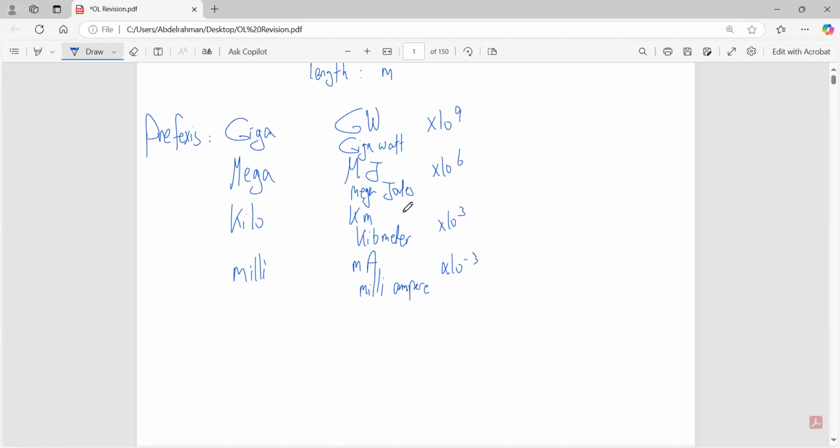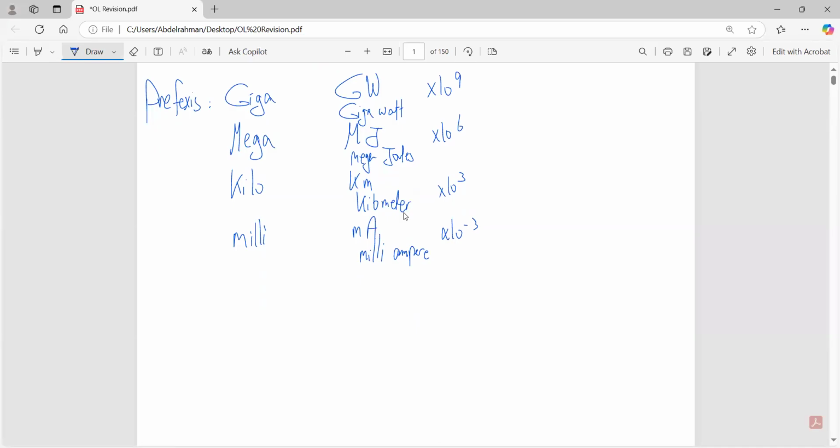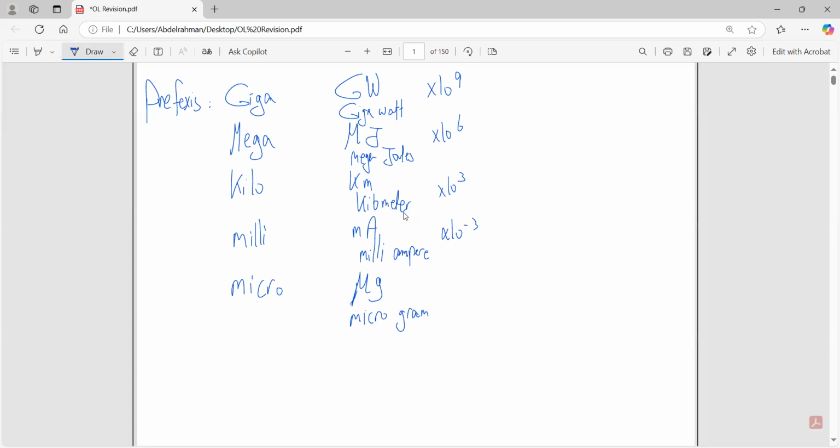Smaller than the milli would be the micro. For example, I could have a microgram, micrometer, or microseconds, whatever. How can I know that it's micro? It's mu, this very weird symbol. This is called mu, which is micro, times 10 to the negative 6. It means divide by 1000 and divide by 1000 another time.